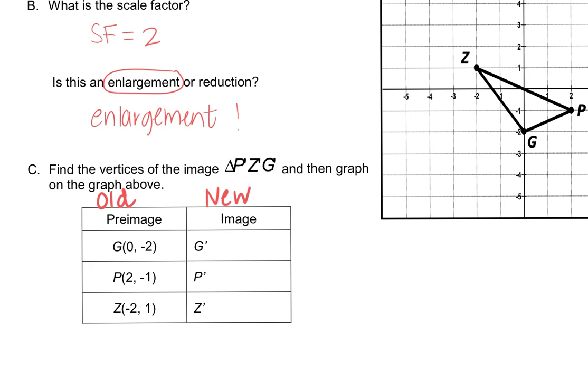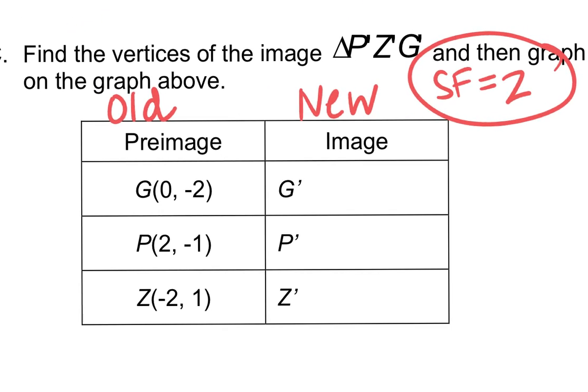Now, we do know that it has a scale factor of 2, right? Scale factor equals 2. So because it has a scale factor of 2, what I'm going to do is take the original points and use the scale factor and multiply all of the parts of my point by 2 to get my new points, okay? So I'm going to take 0, comma, negative 2, and I'm going to multiply by 2. And that will give me my new G prime point, okay?